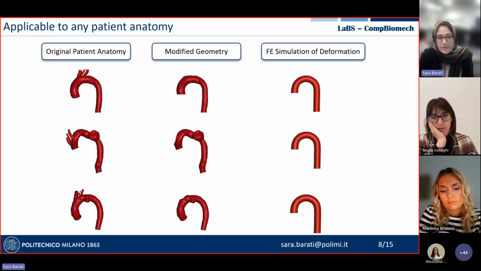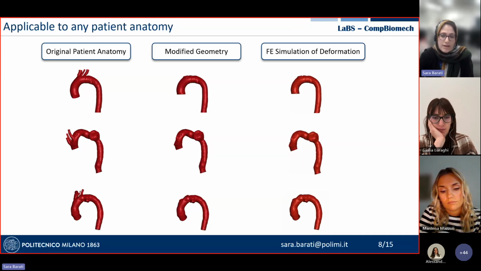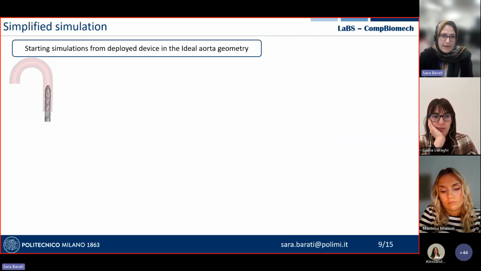We checked this method for more complicated patient-specific geometries to make sure that it works. We have the original patient anatomy and then the modified one, which is cutting the branches and closing them. And then we used the Deformetrica output as a boundary condition in a finite element simulation. And as you can see, the agreement is fine. So by now we know that the idea works, but we need to see if it actually is in agreement with the high fidelity simulation and the CT images.